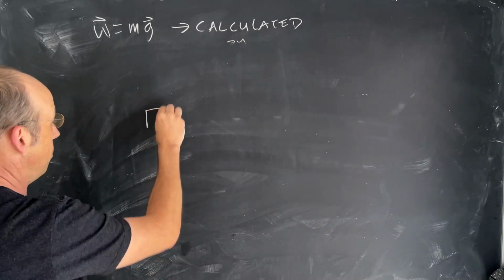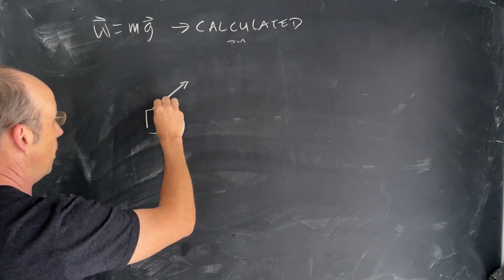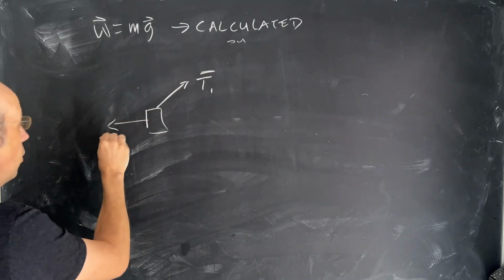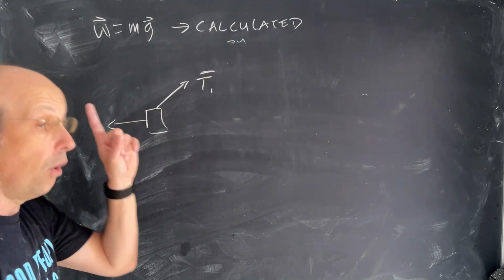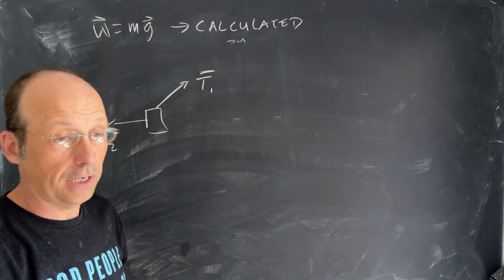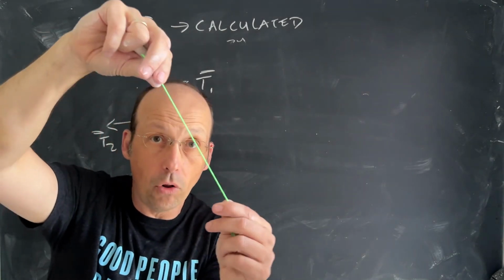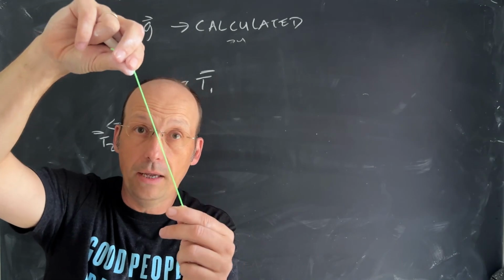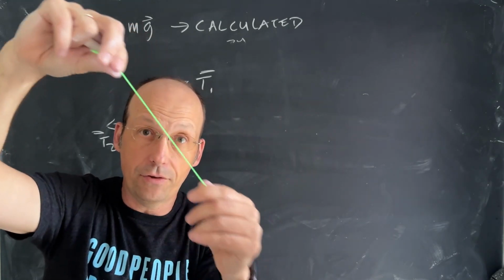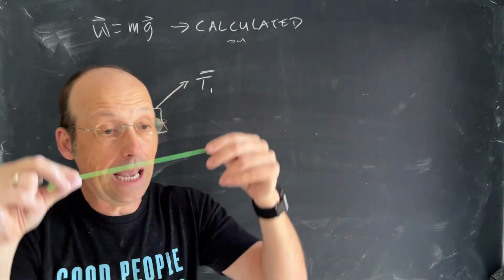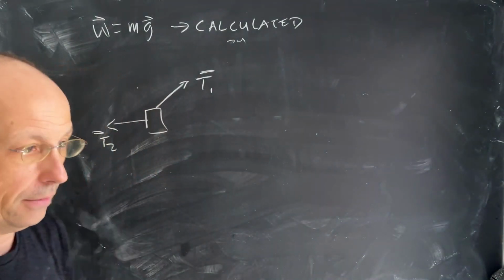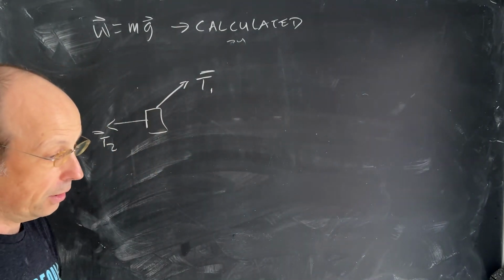So I could have some block here, and I could have a string pulling that way and a string pulling that way. We'll call that T1. We'll call that T2. The only thing you really need to know about the strings is that they can only pull in the direction of the string. Okay? They only pull this way. I can't pull that way. The string's tilted that way. They can't push. See? Try to push, what happens? It just collapses. Okay. So that's the tension.